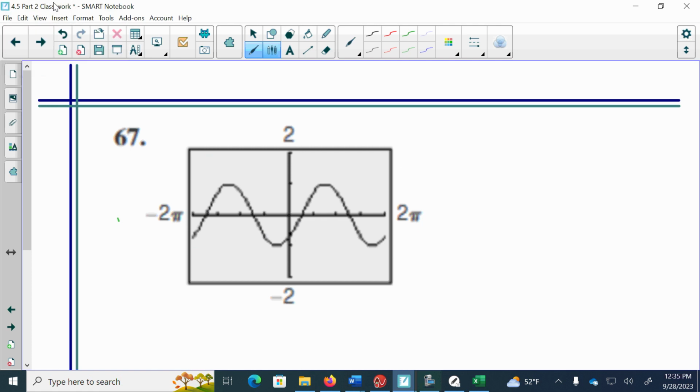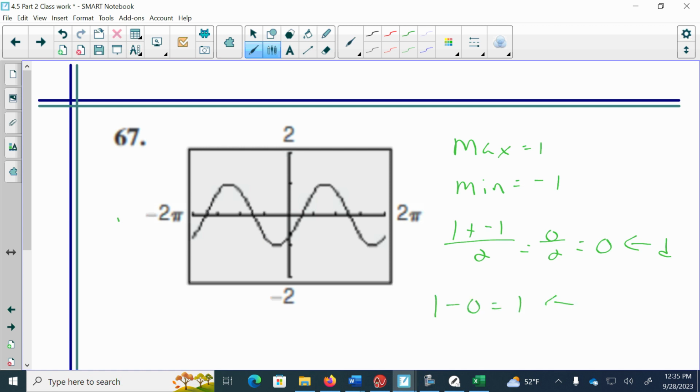Okay, so number 67, I am going to start with a max being 1, the min being -1. So to find the midline, I take 1 plus -1 divided by 2. So I get 0 divided by 2, so I get 0. Remember, that's my letter d. To find my a, or my max amplitude, I'm going to take 1 minus my midline, and I get 1. So that's my letter a.